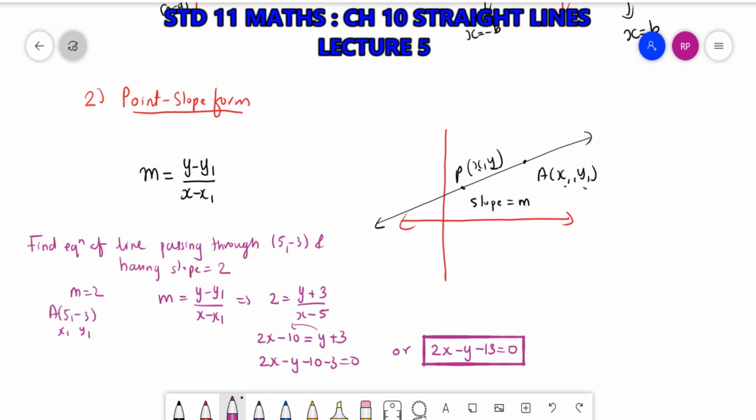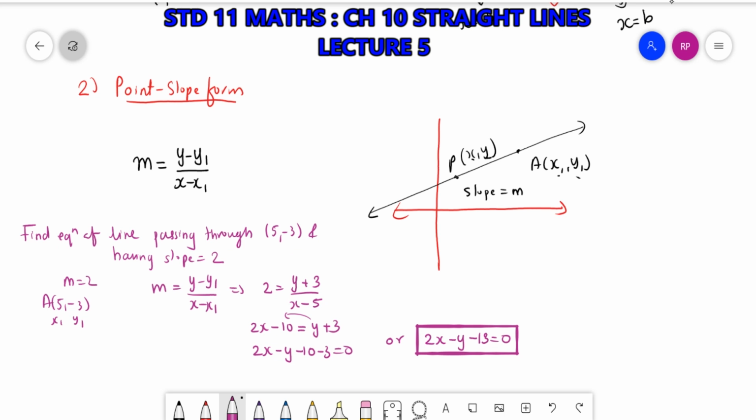Clear? So when point slope form is given, meaning when one point is given and the slope is given, we will use the formula m equal to (y minus y1) upon (x minus x1). Clear? So this was about point slope form. Note down this. Let's see next.